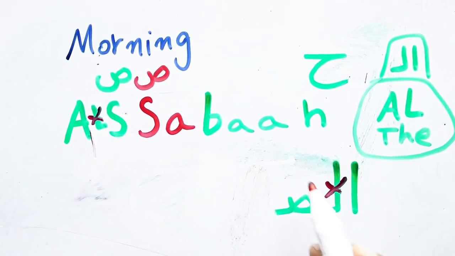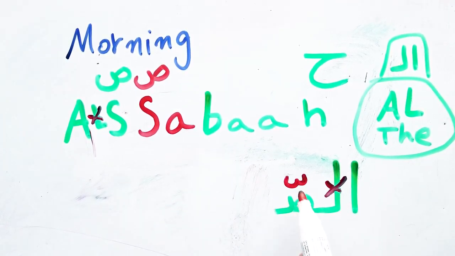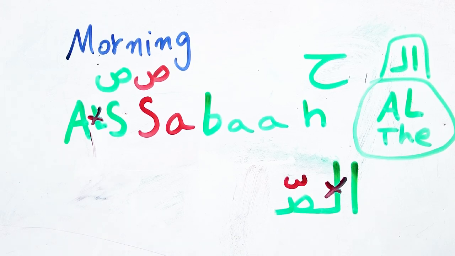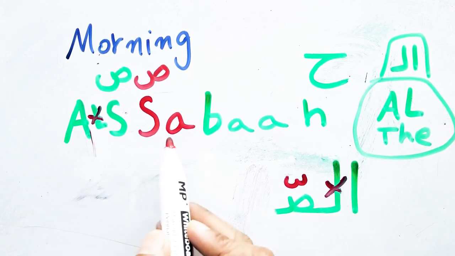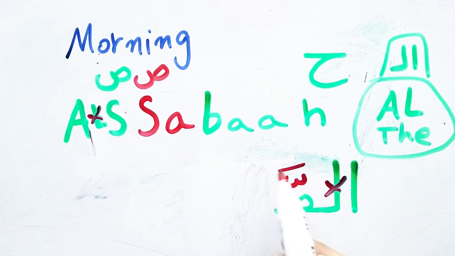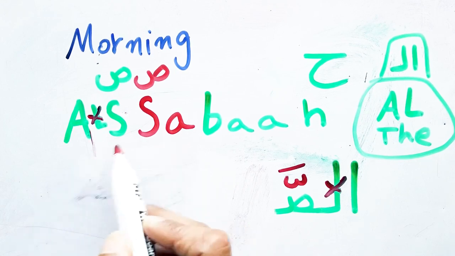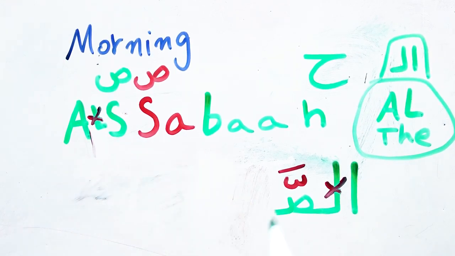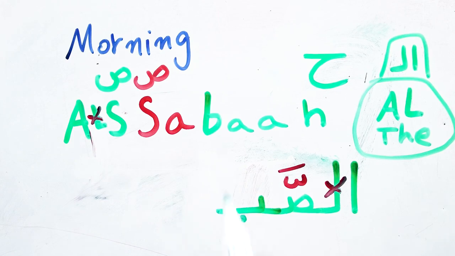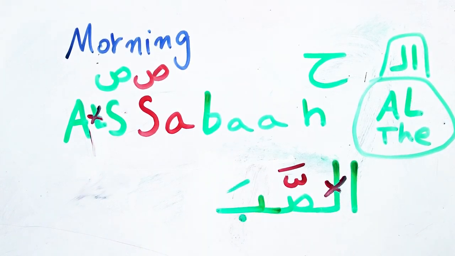Which is I'm going to add shadda here. When you see shadda on the top of any letter in Arabic, you are going to pronounce it 2 times. Okay, and then I have this A, it will be this fatha. This fatha sounds like A. So as-sa, ba. This letter sounds like B, and this A will be fatha, and then we have a long vowel alif, another alif here. So as-sabah.